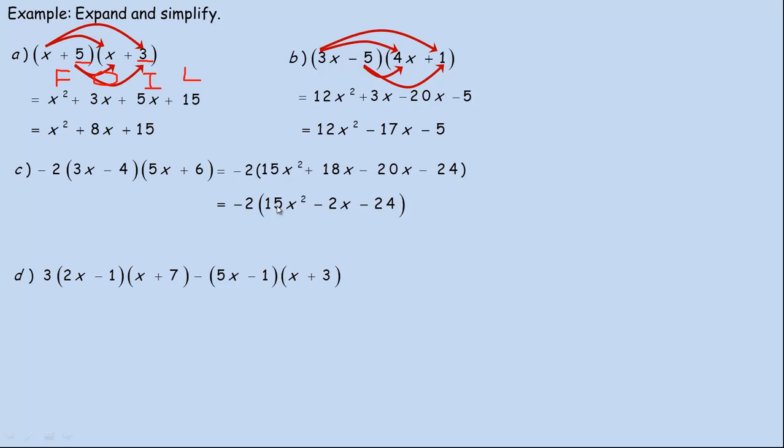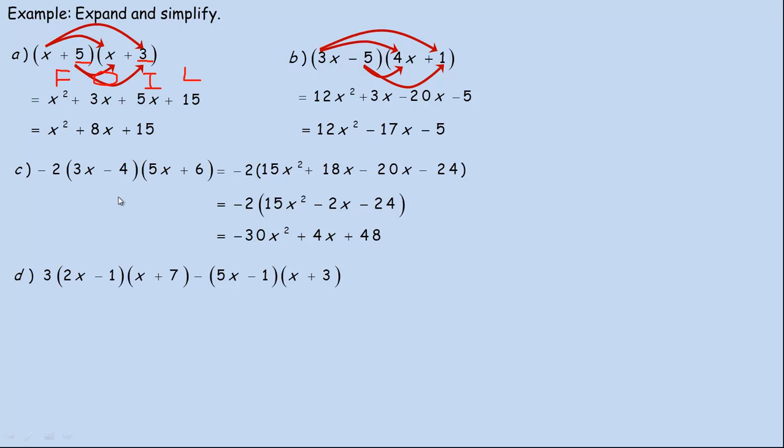And then we'll multiply the -2 in. So we're going to distribute the -2 in, and it just gets multiplied by all the terms. So -2 times 15x squared would be -30x squared. -2 times -2x would be a plus 4x. And -2 times -24 is positive 48. And so there's a final answer.